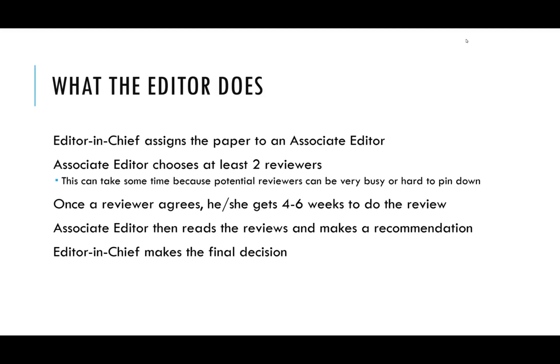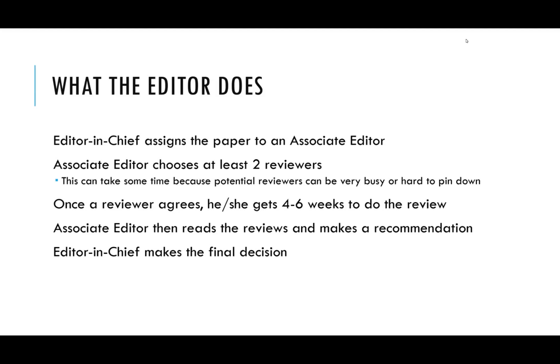Once the reviews come in, the associate editor gets a message from the ScholarOne system that Wiley uses for gerodontology and all of its journals, and is alerted to the fact that the reviews have come in. And so he or she logs into the site and looks at the reviews and then makes a recommendation to me, the editor-in-chief, on what they think should happen with the paper.